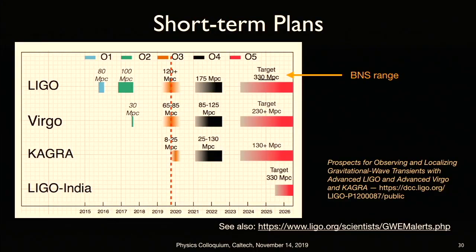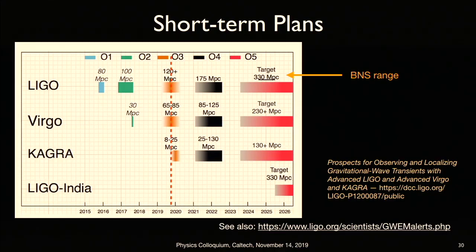So what's the current status? This is a layout of the current plans. We are now in this third science run. The metric we have is the range for binary neutron stars, so how far can we see them. LIGO is now in the 120 plus megaparsec range for binary neutron stars. Virgo is also acquiring data at a little bit lower, on the order of 50 megaparsec. And we're hoping that KAGRA will join soon for the second part of our run.